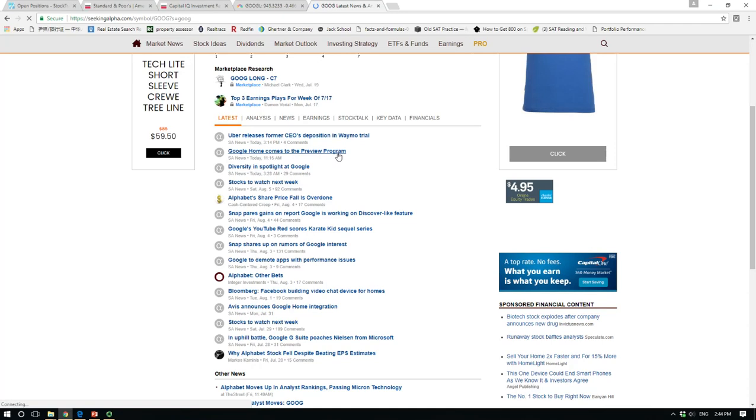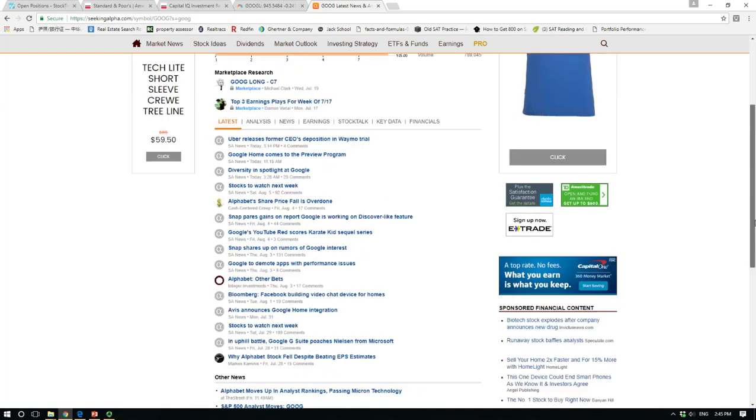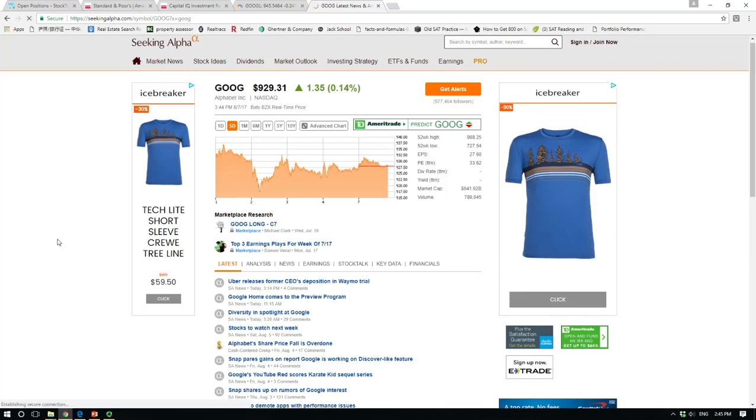Right? Google Home comes to the preview program, which means Google has a new business line associated with maybe information technology in a typical American home. Diversity in spotlight at Google. Alphabet share price fall is overdone, right? Snap is a potential competitor of Google. Google's YouTube Reddit score. Google to demote apps with performance issues, and so forth. Anyway, you will see a lot of stories, comments, and opinions posted by many different investors on the market. And Seeking Alpha is a pretty good place to go to do some thorough research on an individual stock.